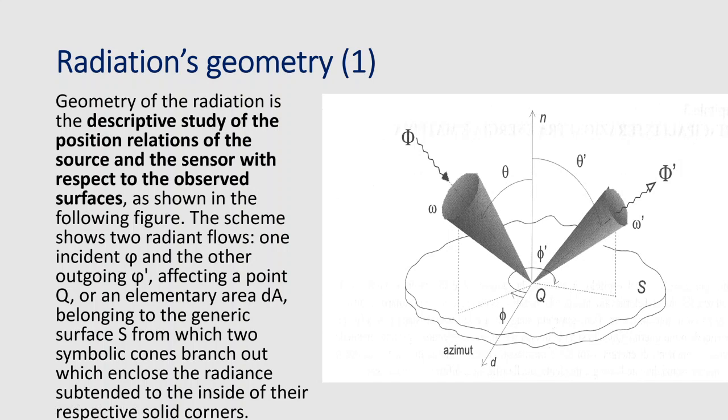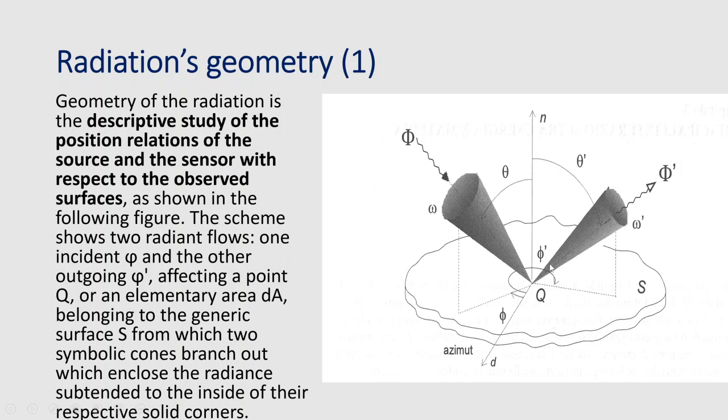And affecting a point Q, that is here, this point Q, on an elementary area dA belonging to the generic surface S. Here you see the dA surface that is belonging to this general surface S, from which two symbolic cones branch out with enclosed radiance subtended to the inside of their respective solid angles. So I mean, this is the energy that is coming here, and this is the incident angle theta, and this is the outgoing angle that is theta 1, with respect both to the normal n to the point Q.